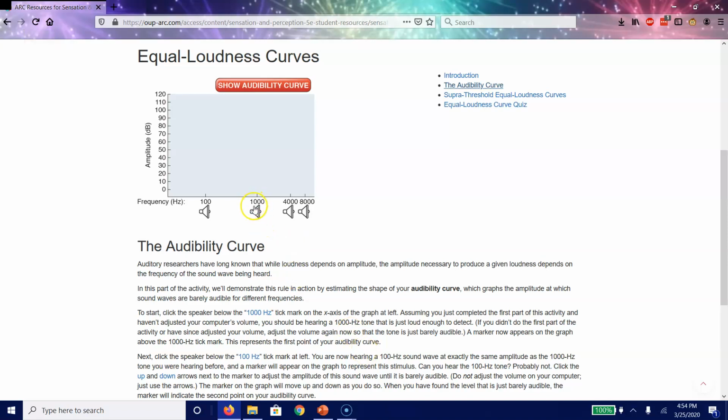We're going to start with our 1000 hertz tone. I can hear that pretty well. Now, what you're supposed to do in this particular case is just play that. You can hear that. Now I'm going to click the 100 hertz. All right, now I'm going to play this one. And it's kind of hard to hear, right? That's a 100 hertz tone. So I'm going to have to make it a little bit louder.